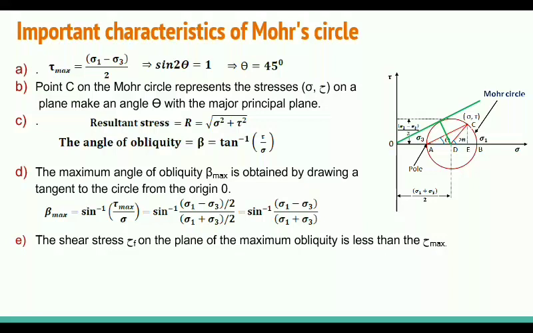The shear stress on the plane of maximum obliquity is less than tau max. Obviously, you can see in this figure, comparing the y coordinate at the point of maximum obliquity and at maximum shear, that the shear stress for the maximum obliquity will be less than the maximum shear stress. You can check this in the figure as well.